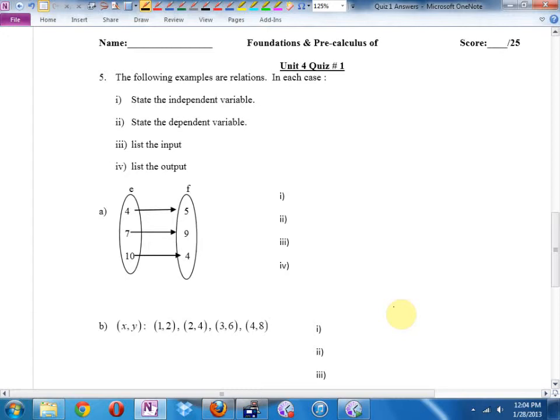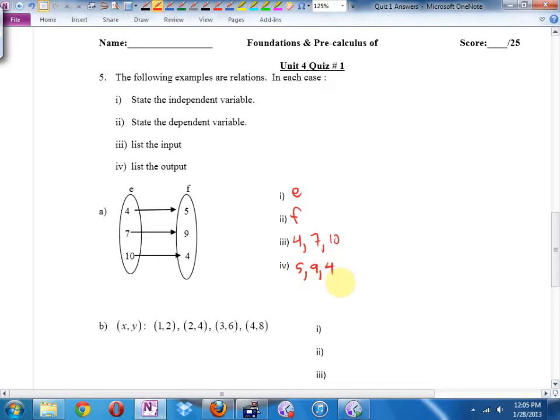The following examples are relations. In each case, state the independent, state the dependent, list the input, list the output. Now, our new word for the input and the output is domain and range. We're going to be flogging that some more today. State the independent variable. E, the dependent is F. List the input, 4, 7, and 10. List the output, 5, 9, and 4.